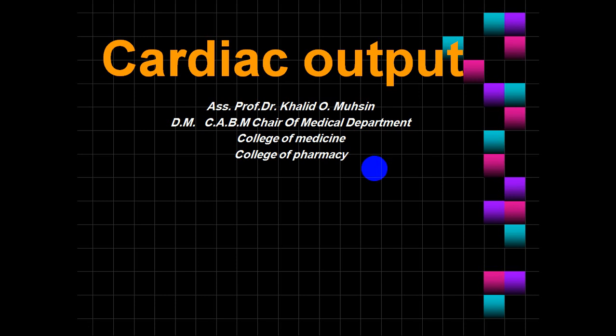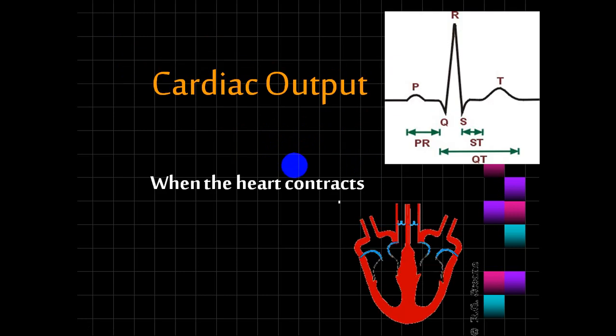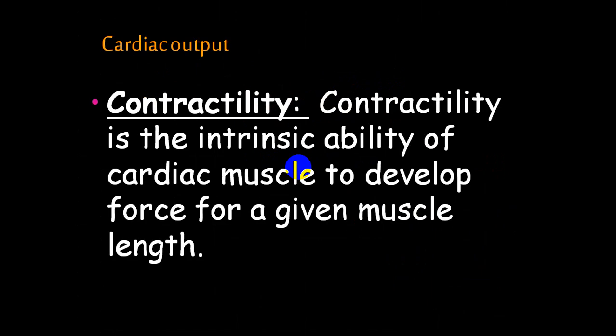Our subject today will discuss the cardiac output, preload, afterload, and the concept of the Frank-Starling law or Frank-Starling mechanism. So the cardiac output, firstly, you have to know three things: contractility, preload, and afterload.